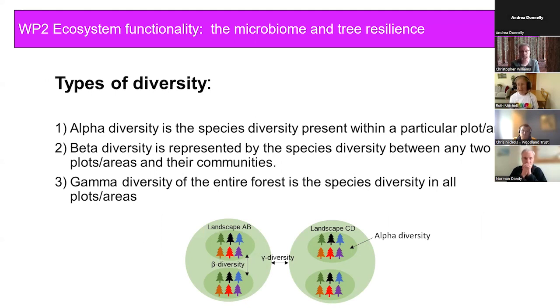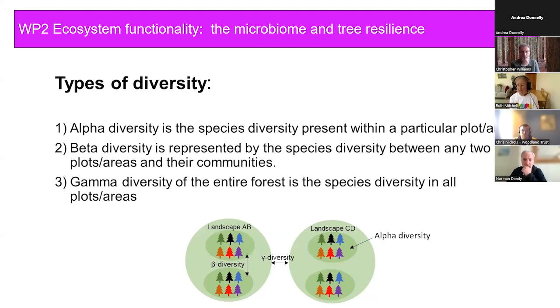So when we talk about alpha diversity, we're talking about diversity in a particular plot or an area, and the beta diversity is the difference or the diversity represented by 2 or more plots or areas in the overall community of, for example, that woodland. And then the gamma diversity is the diversity in the whole area.